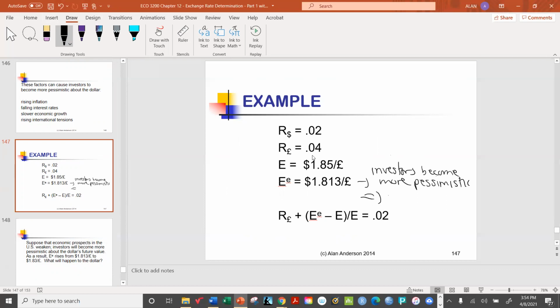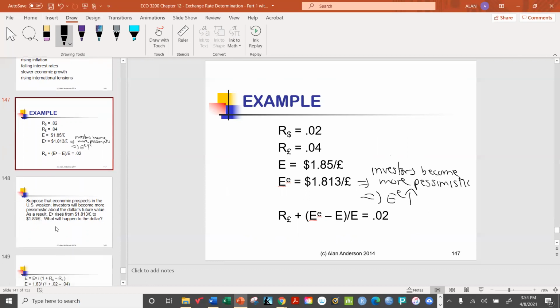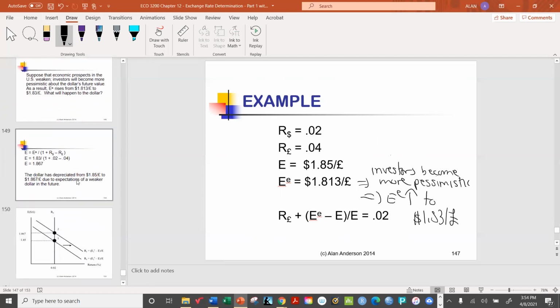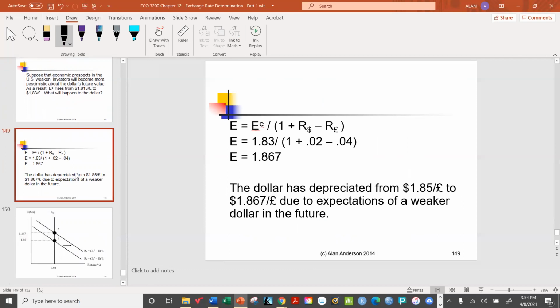Therefore, EE goes up. All right. Specifically, let's say that they go up to $1.83. The question is, what does that do to the rate of return that we can earn from holding British pounds relative to dollars? So if you plug in those numbers, you'll see that that is actually making the pound more attractive. The exchange rate rises to $1.867.